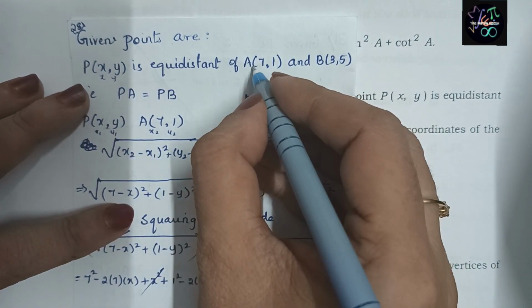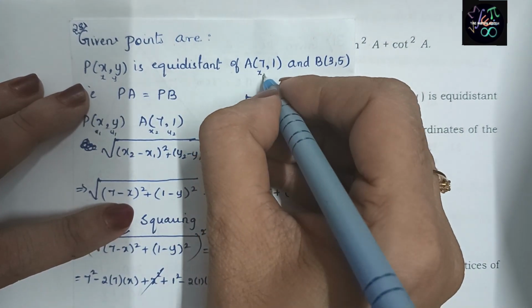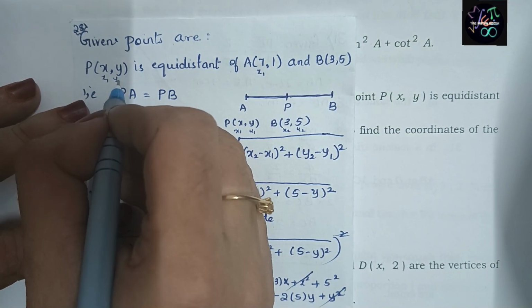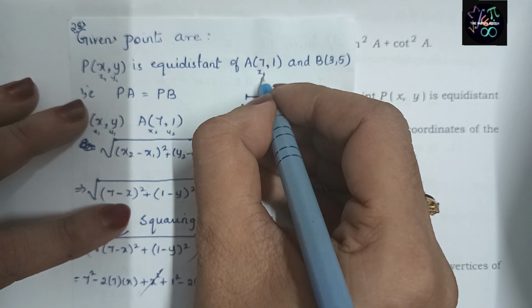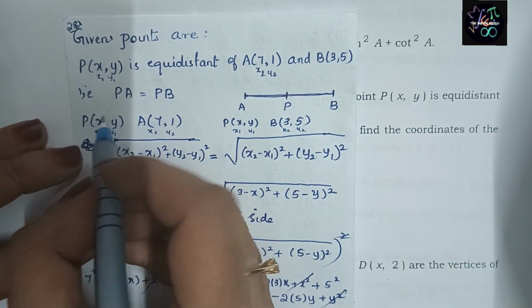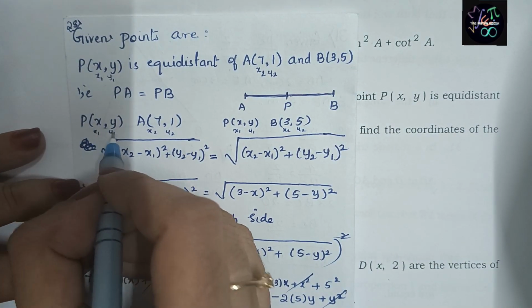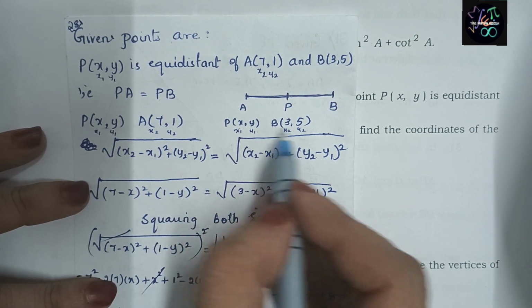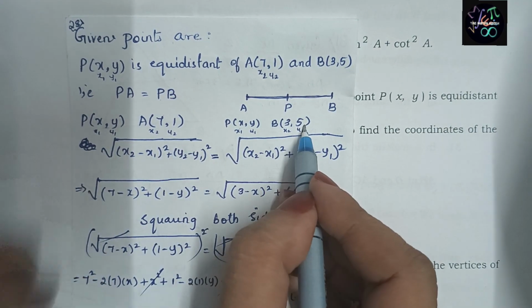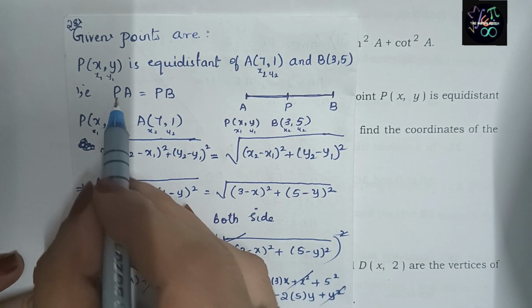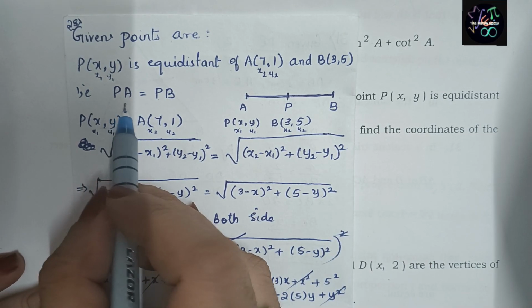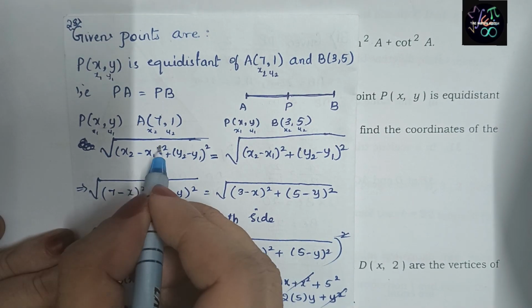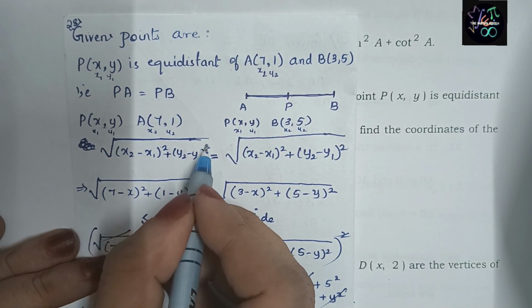So for P and A, P is (x1, y1) and A is (x2, y2). Let us substitute here. P is (x1, y1), A is (x2, y2) I have taken here, and for PB, P is (x1, y1) and B is (3, 5). We know the distance between PA we have to find out, that is by the distance formula. We know the distance formula is root of (x2 minus x1) whole square plus (y2 minus y1) whole square.